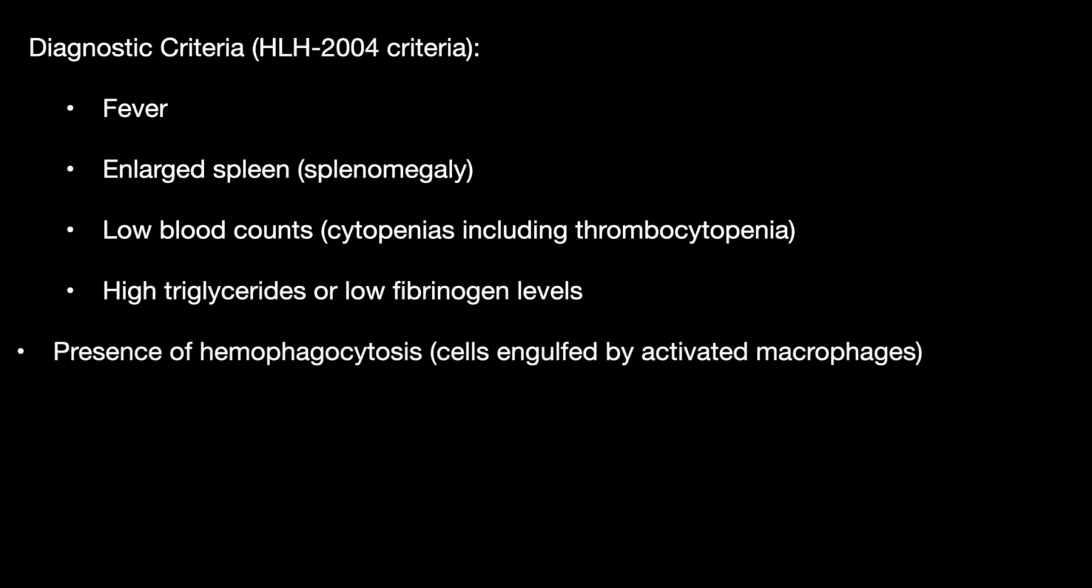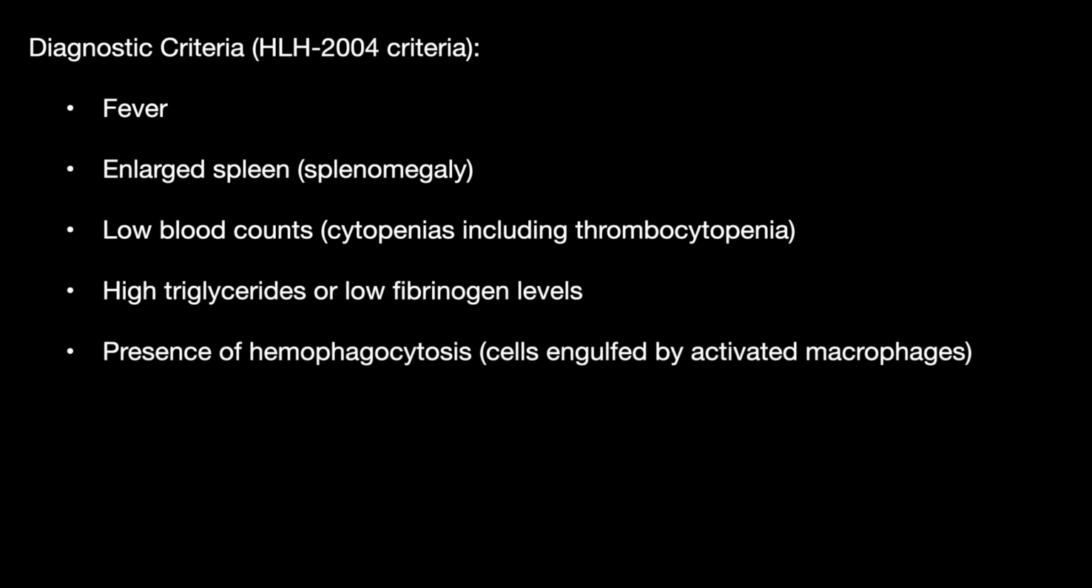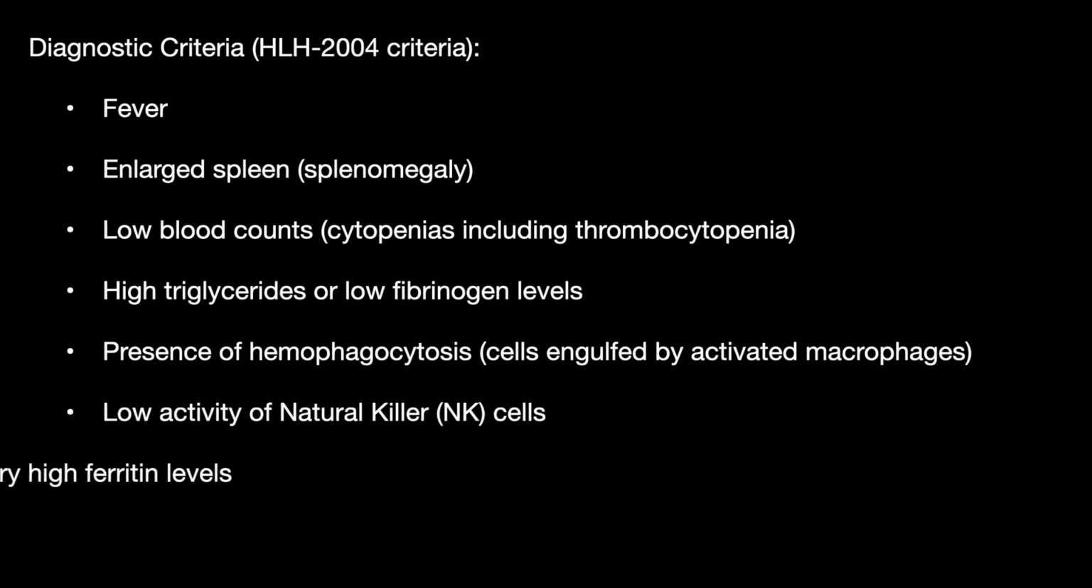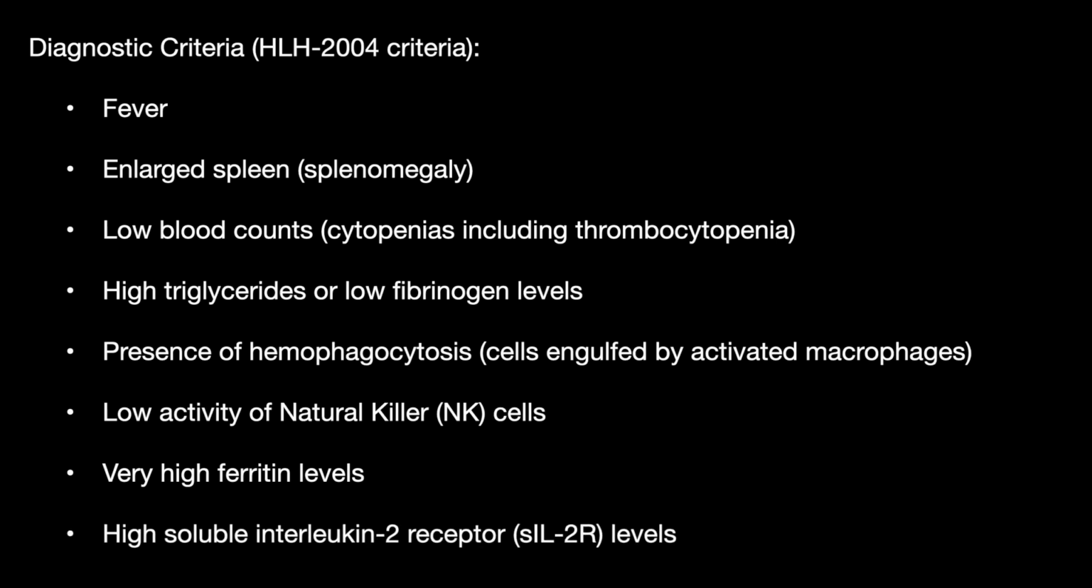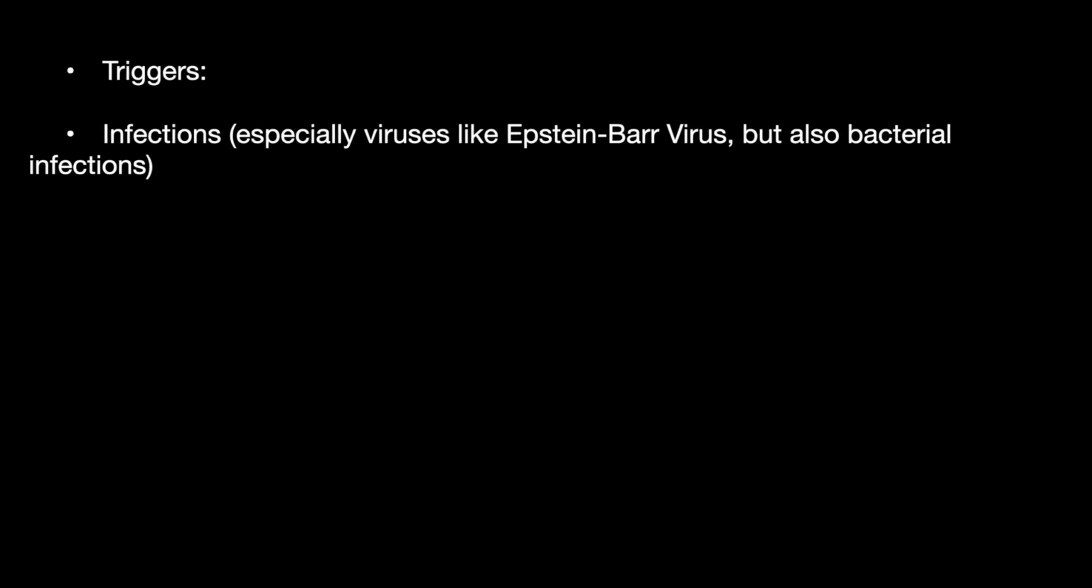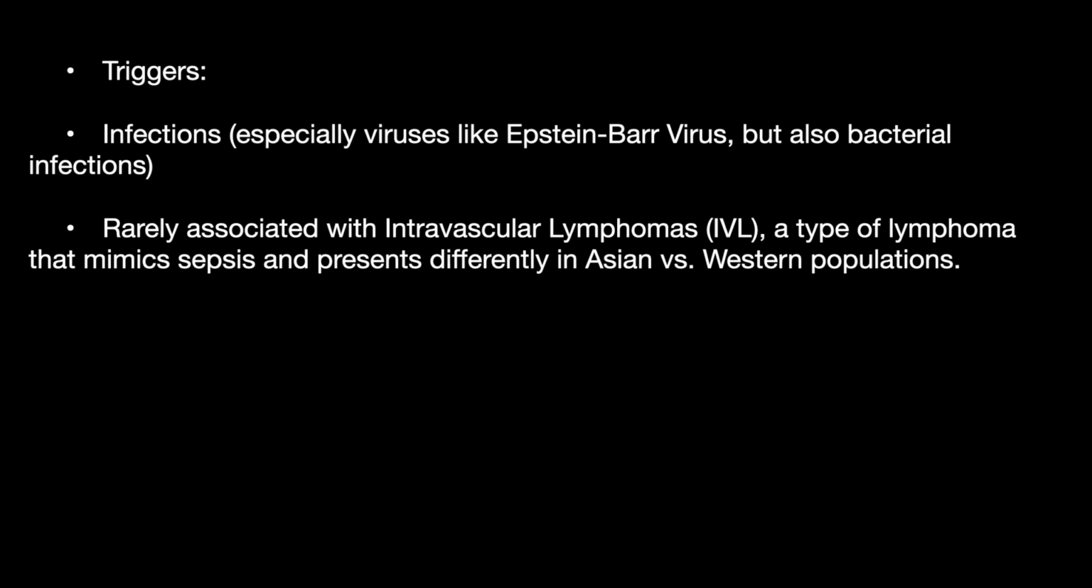The diagnostic criteria that we use is the HLH 2004, where you have fever, enlarged spleen, low blood counts, high triglyceride, low fibrinogen, presence of hemophagocytes, and this is in bone marrow, low activity of natural killer cells, very high ferritin levels, high soluble interleukin 2 receptor levels, and based on this you can make the diagnosis of HLH.